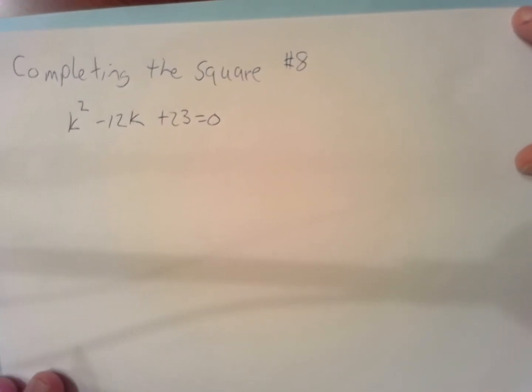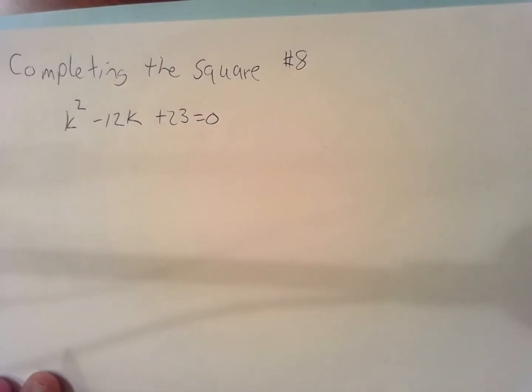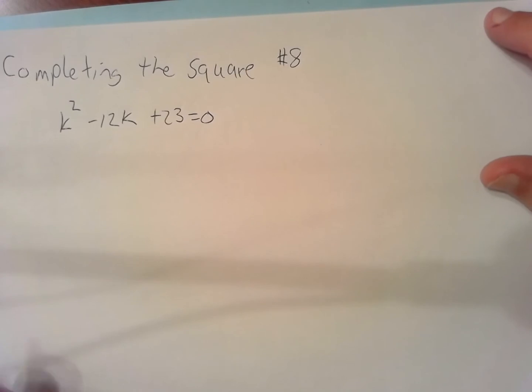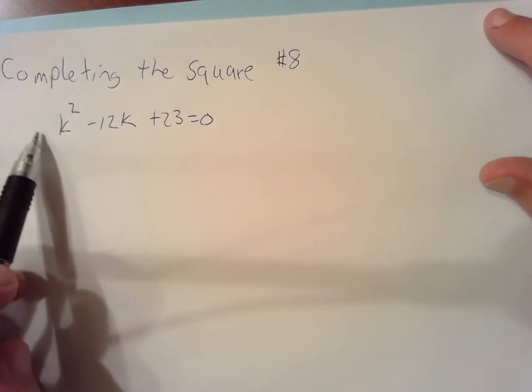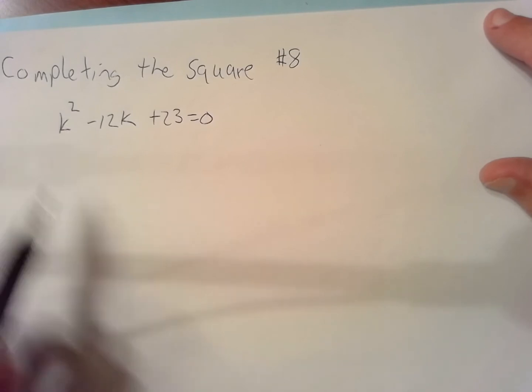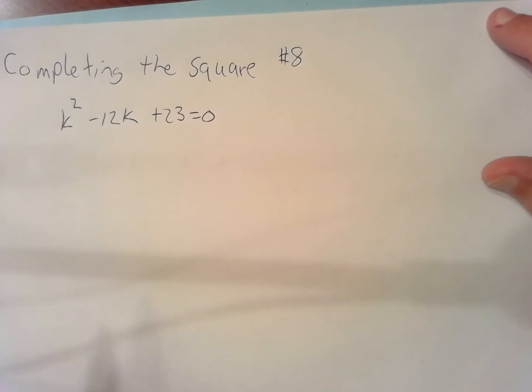This is number 8 from the completing the square worksheet. Let me zoom a little better here. When we're completing the square, the first thing we do is, if there's a leading coefficient in front of our squared term, we divide through by it. In this case, it's 1, so there's nothing to do.